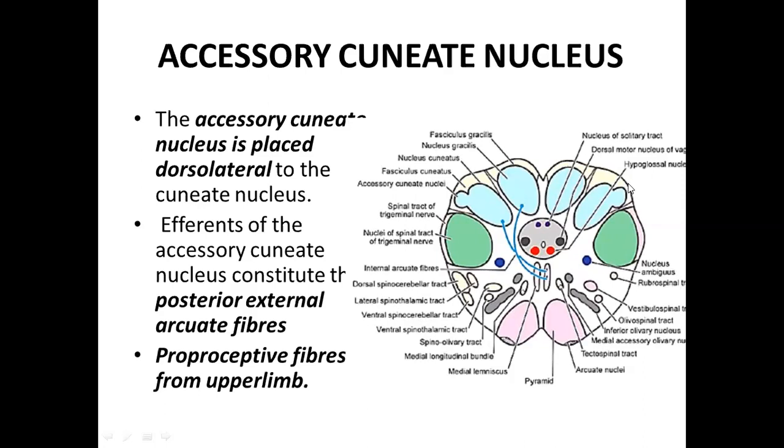Now unconscious proprioception is carried by the dorsal spinocerebellar fibers, which give collaterals to the Clark's column, right? So it is only carrying the unconscious proprioception from half of the thorax and the lower limb. Now for the rest of the upper body, the unconscious proprioception is carried by the neurons relaying in the accessory cuneate nucleus, and they will be projected as posterior external arcuate fibers to the cerebellum through the inferior cerebellar peduncle, right?